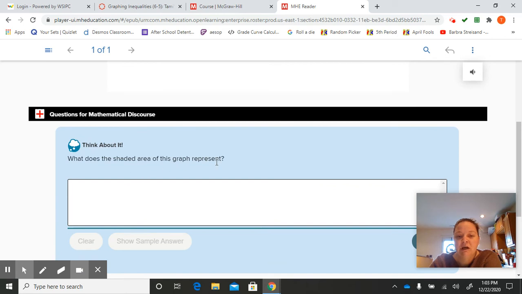What does the shaded area of the graph represent? Think about that and write that down in your notes.